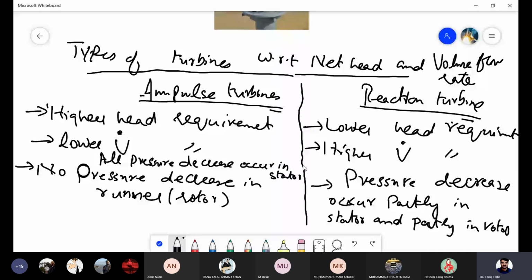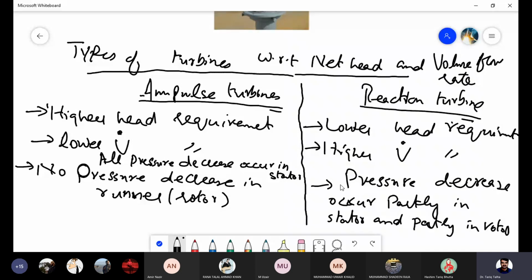So in that, you must have read that all the pressure drop occurs in the nozzle in case of an impulse turbine, and there is no pressure decrease in the rotor part, while for the reaction turbine the pressure drop occurs partly in the stator and partly in the rotor. So what are the examples?